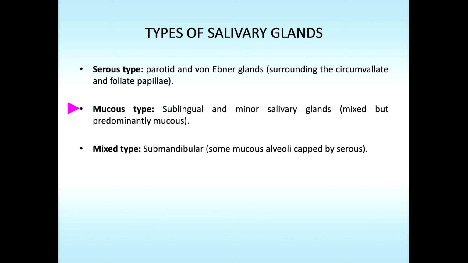Then we have the mucus glands, which produce glycoproteins and mucins. Actually, we will not find pure mucus salivary glands because they always have a certain number of acini, which are both mucus and serous. Examples of mucus type will be the sublingual and some of the minor salivary glands. Finally, we have the mixed salivary glands, where you can find acini which contain both serous secreting cells and mucus secreting cells. A very good example of this type would be the submandibular gland.